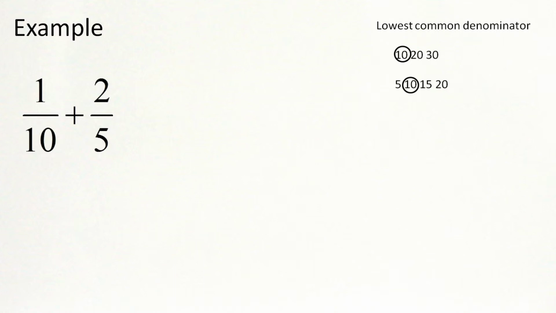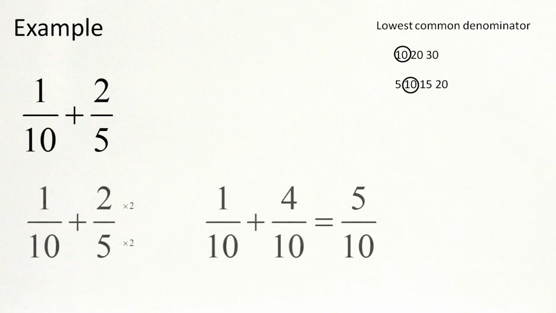And in order to make 5 into 10, we need to multiply it by 2. But remember, whatever we do to the denominator, we must do to the numerator. So we'll multiply 5 by 2 to get 10, and we'll multiply 2 by 2 to get 4. Now we have 1/10 plus 4/10. And now it's just simple addition. So 1 plus 4 equals 5, so we get a fraction of 5/10.